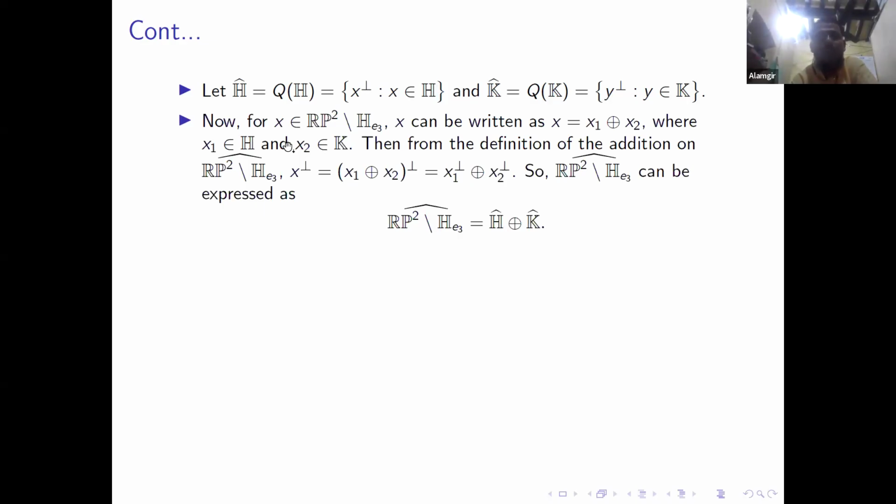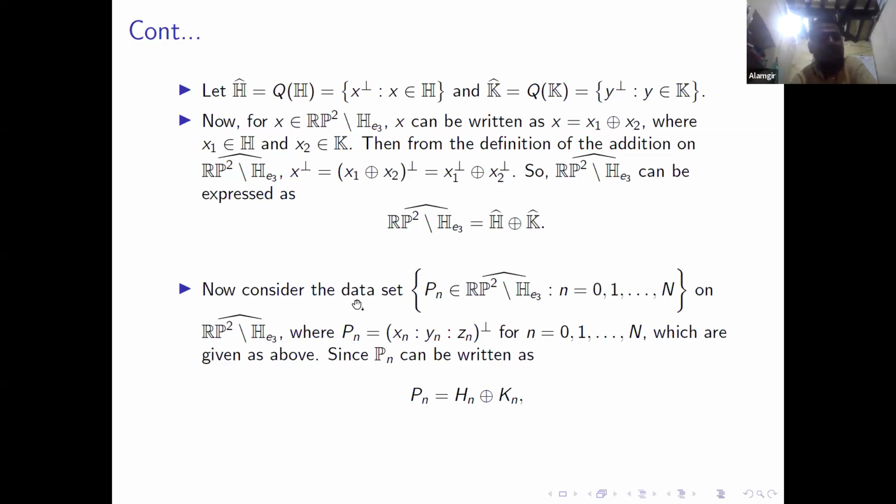And now we know that if x is any element, then x can be written as x1 plus x2. This is not the usual plus. If we consider the perp of that element, then this is the whole perp. So x perp is equal to x1 plus x2, the whole perp. We have already defined that on the dual space, this perp is nothing but x1 perp plus x2 perp. In this regard, this space RP2 minus H3 hat can be expressed as a sum, or a direct sum, of those two spaces.